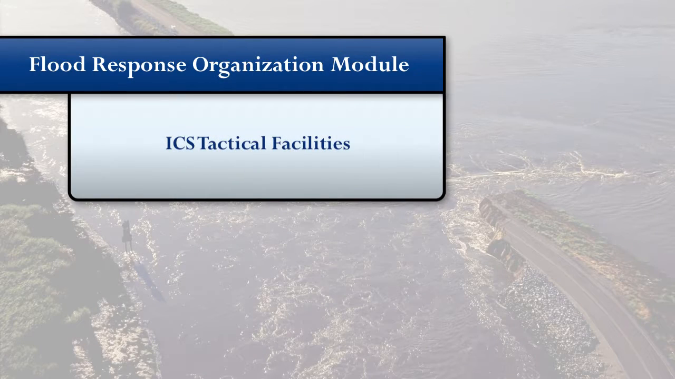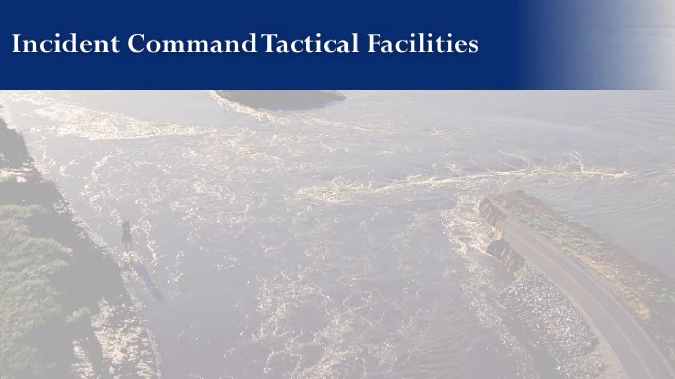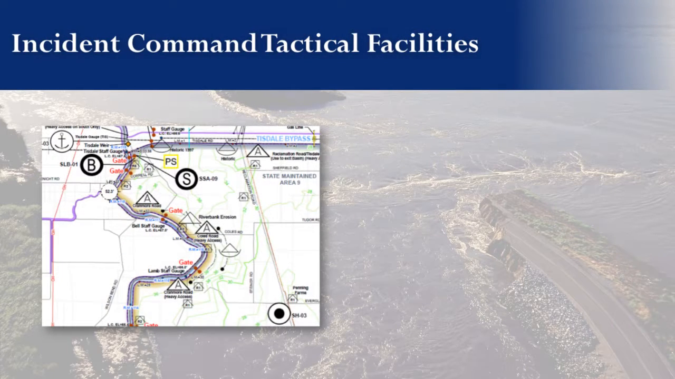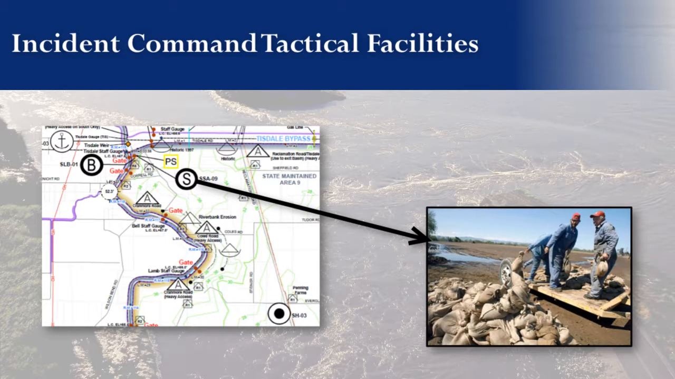A key part of managing a flood emergency is to set up physical facilities which may be needed by responders. The incident command system includes standard terms and map symbols for various types of tactical facilities. These ICS symbols and terms are used on levee maintaining agency flood contingency maps to display good locations for facilities identified in the planning process.